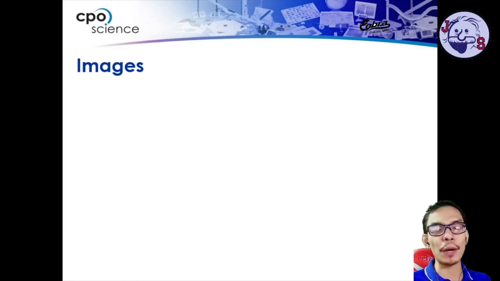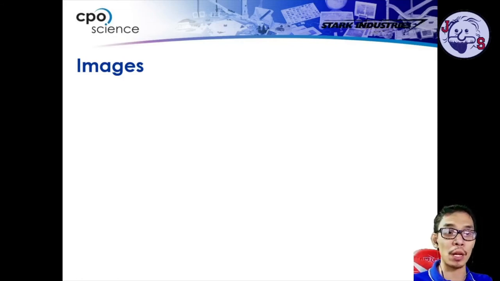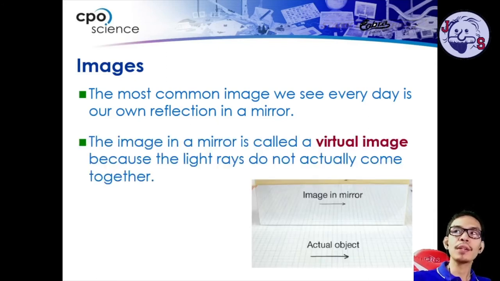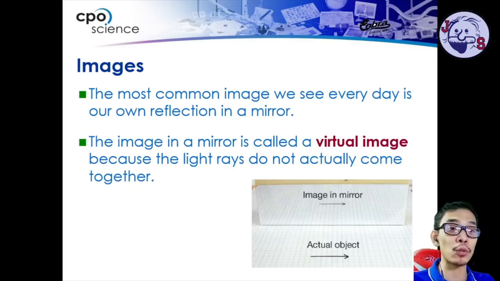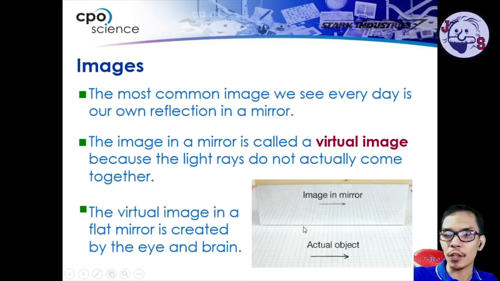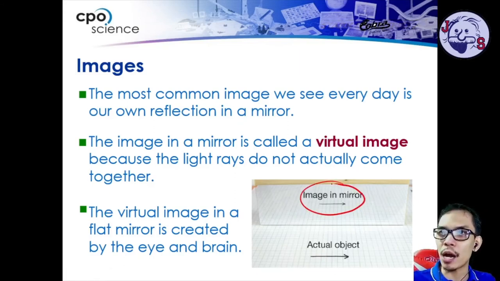So there are two images that we have right here. The one is virtual and the other is real image. Let's find out the difference between these two images. The most common image that we see every day is a virtual image. Now, what is a virtual image? The light rays in a virtual image do not actually come together. I'll show that to you later. The image that is formed in your mirror, especially the flat mirror, the one that you have right here, is created by our eye and brain interaction.